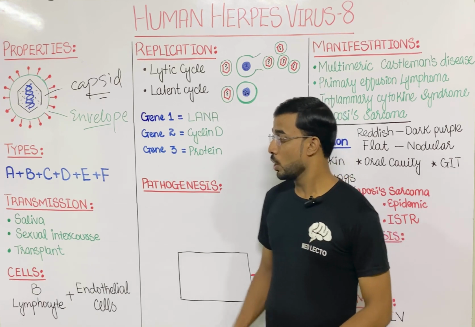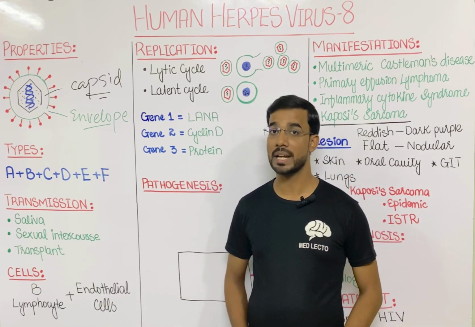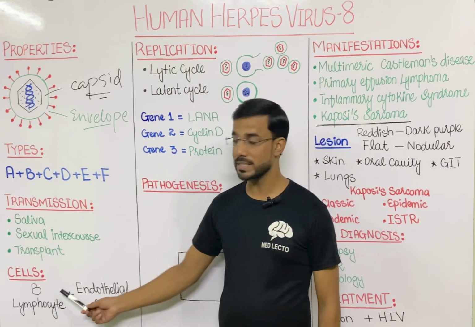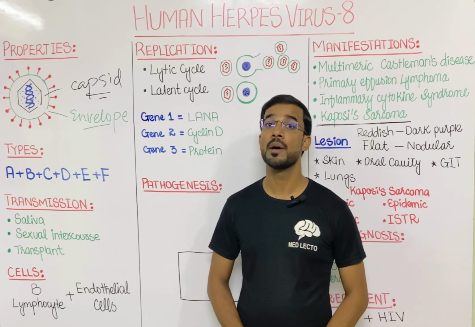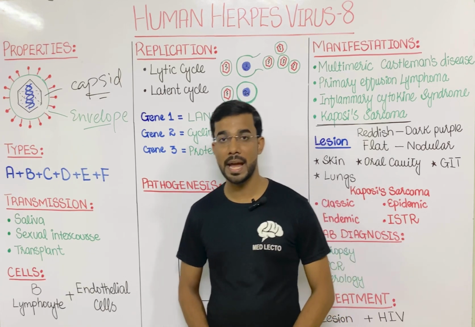So what type of cells are mostly affected by the human herpes virus 8? You will see the two most important cells, B lymphocytes and the endothelial cells. These are the cells mostly affected by the human herpes virus 8.